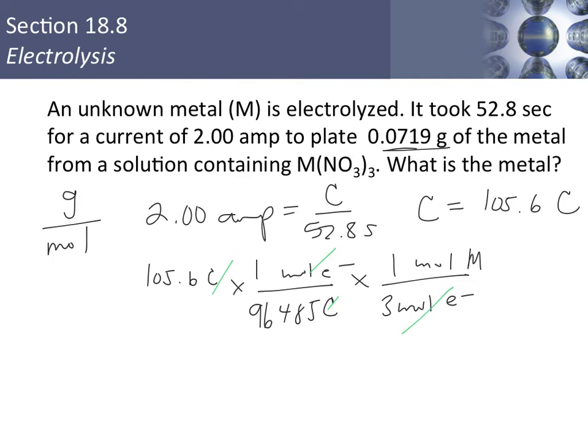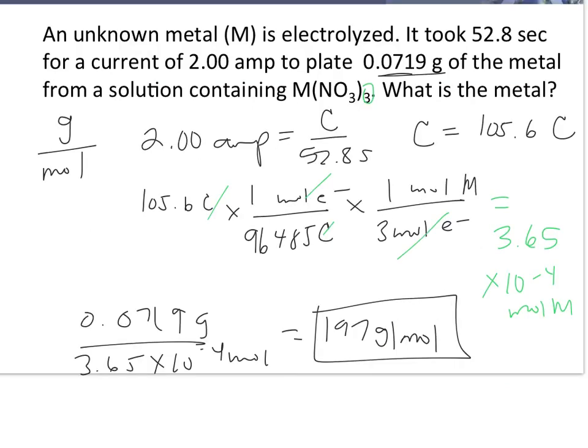Now, we know that the metal has a +3 charge because of the 3 that we see right here in the chemical formula. So I know that 3 moles of electrons must have been transferred to make the metal ion into the metal atom. That gives me 3.65 times 10 to the negative fourth moles of metal. So now I know my grams of metal and my moles of metal. If I divide them out, that will give me my molar mass. I get 197 grams per mole, and if you look at the periodic table, that is very close to the molar mass of gold.